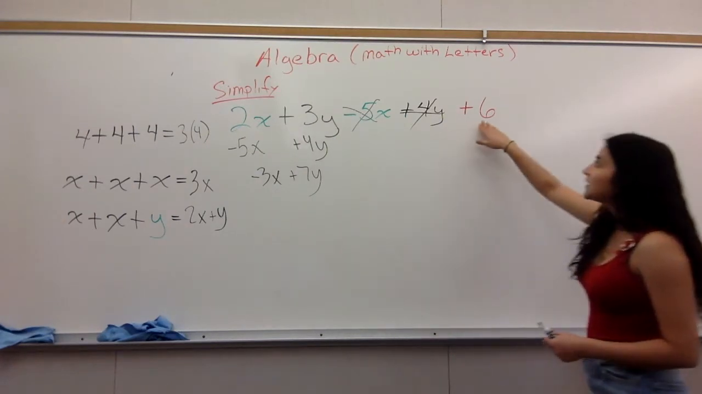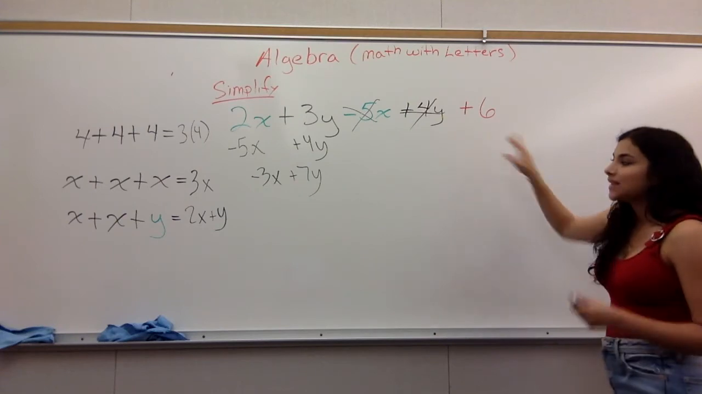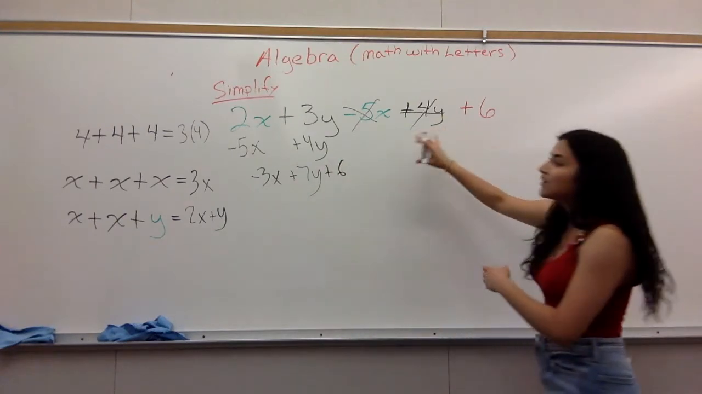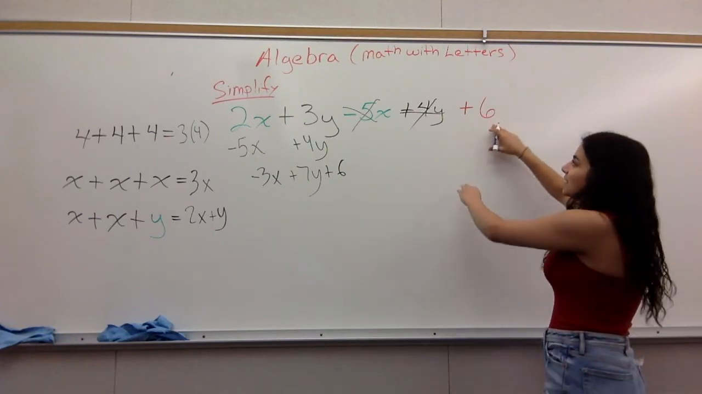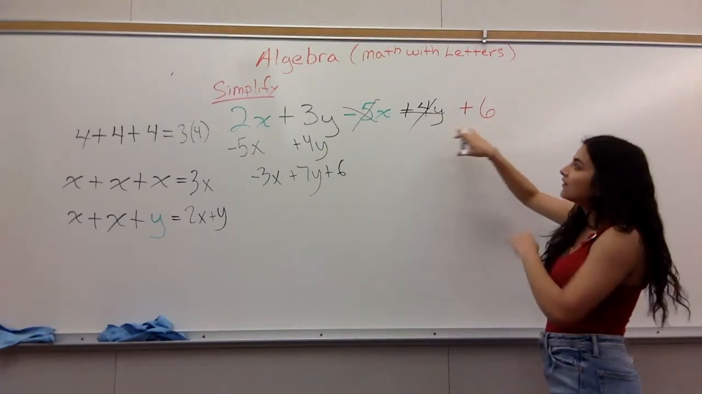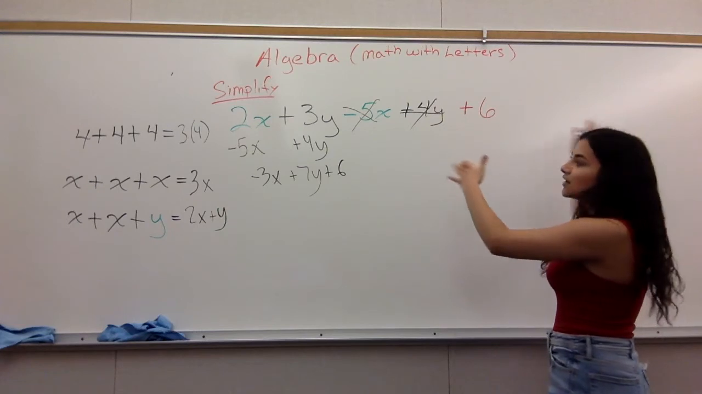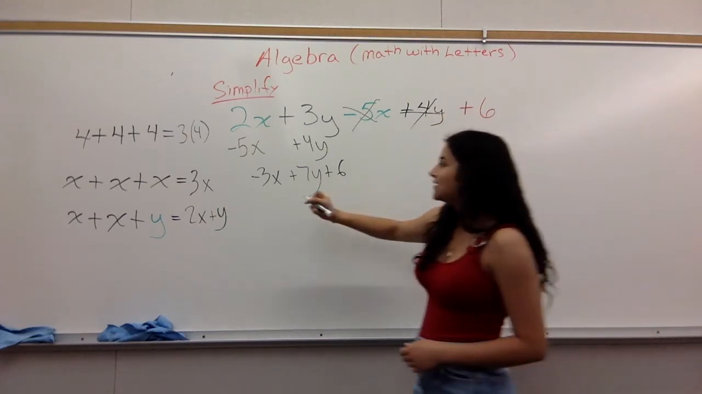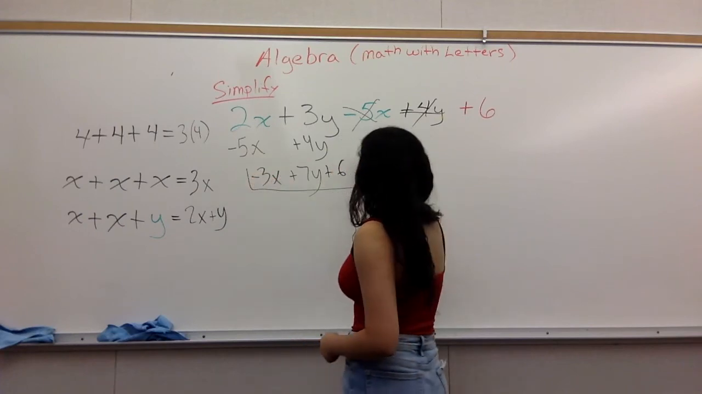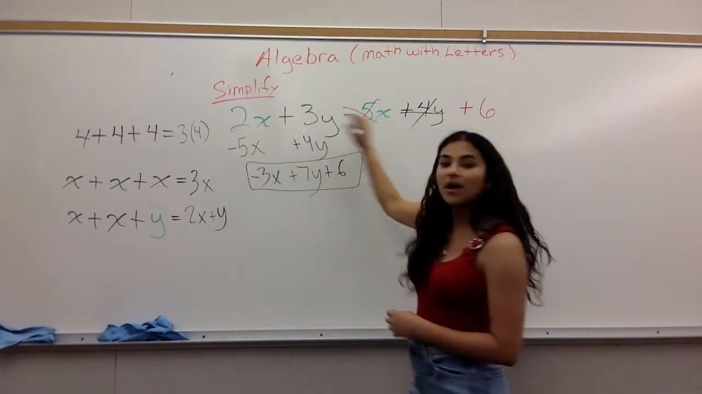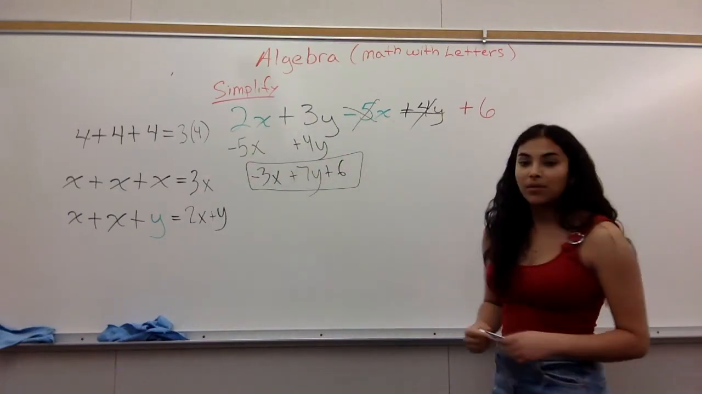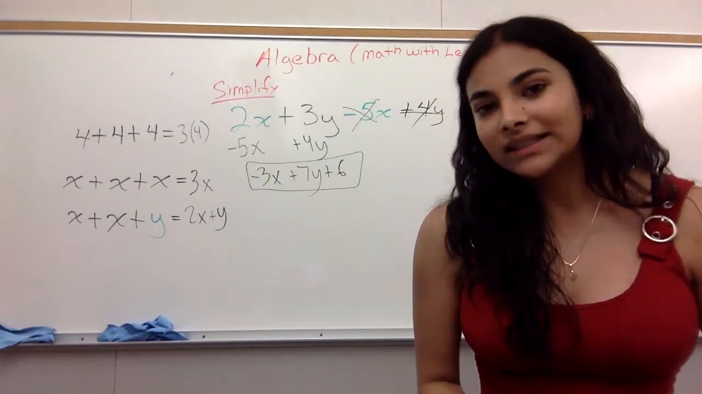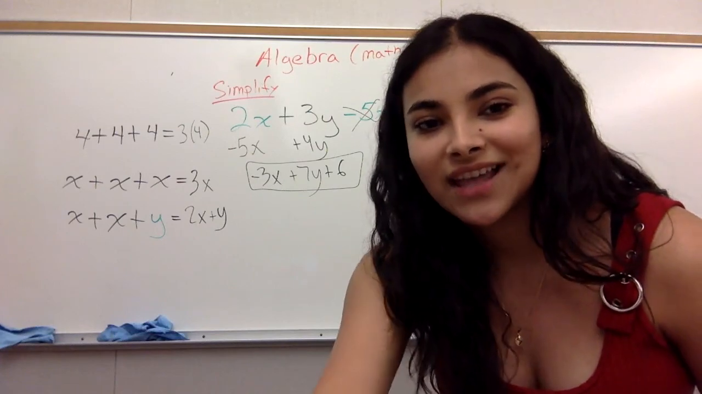Now all we're left with is this positive 6 over here that we just bring down because we don't have any more numbers that we can combine it with. This is the only number that doesn't have a letter attached to it, and there's no other numbers that we can combine it with. So we just bring it down. And this is the answer. You just made this big problem, you turned it into a smaller problem by combining all of your x's and combining all of your y's. I hope you guys understood that. I hope it made sense.